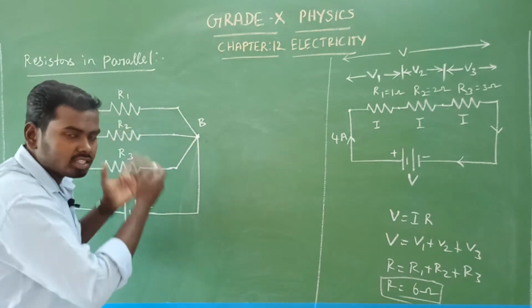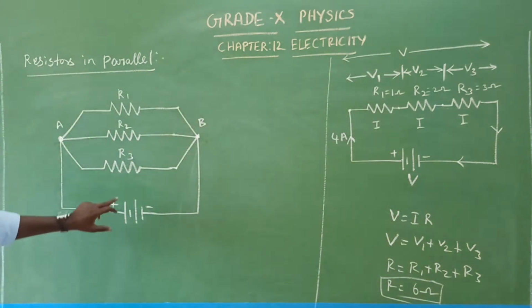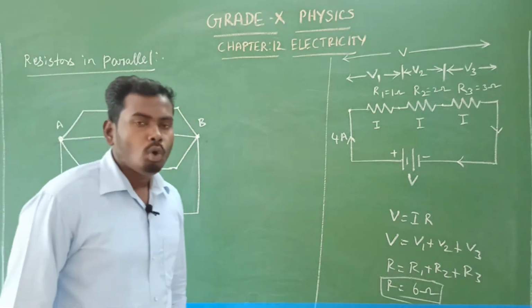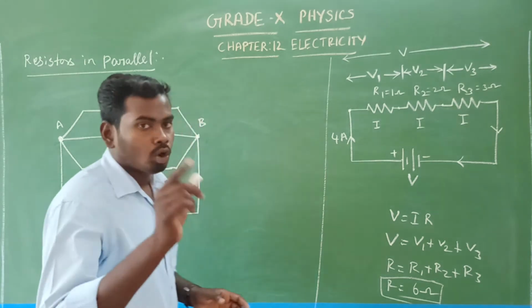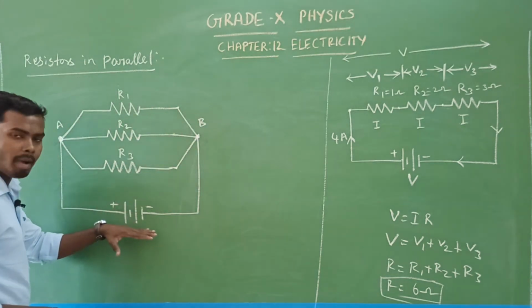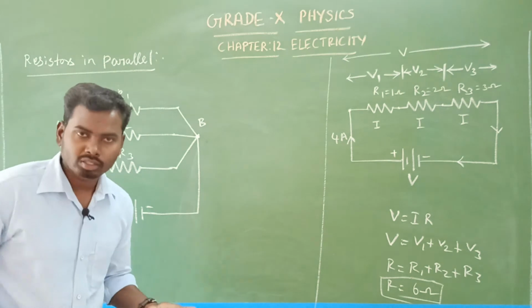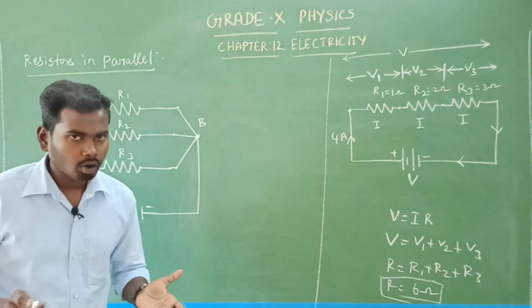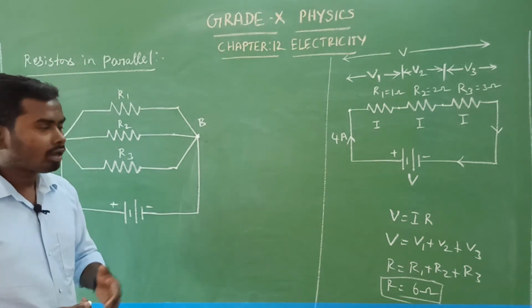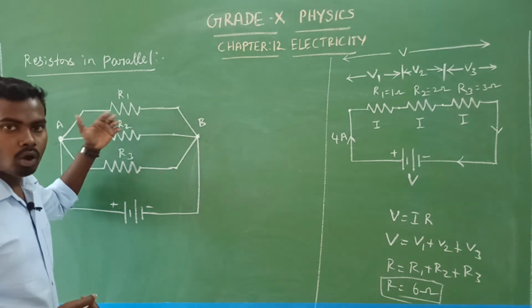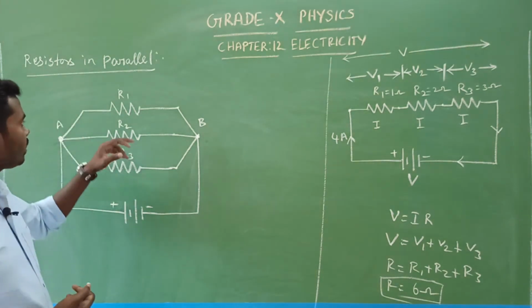Is that clear? This combination is said to be in parallel combination. So note this point, when two or more resistors are connected between the same two points along with this battery, then the combination is said to be in parallel. Or in other words, we can say when the resistors are connected one below one, then the combination is said to be in parallel combination.